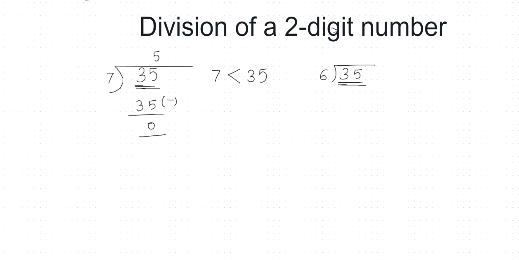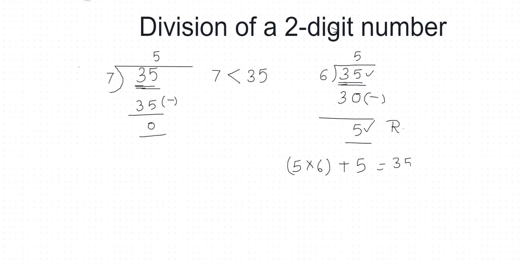Then you go for 6 6s are 36, which is a greater number than 35. So you go for 6 5s are 30. So you get a remainder by subtracting here, which is going to be 5. So 5 is the remainder. So you go for a checking here. Here, quotient is 5 into divisor, which is 6, plus remainder, which is 5. 6 5s are 30. 30 plus 5 is 35, which is the dividend here. Okay. So this is how we check for division.